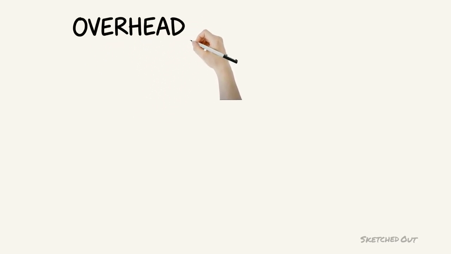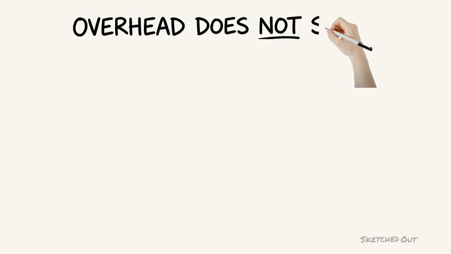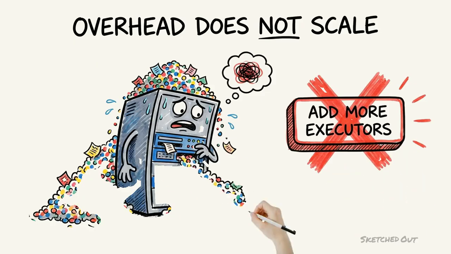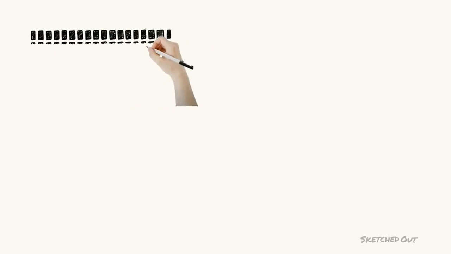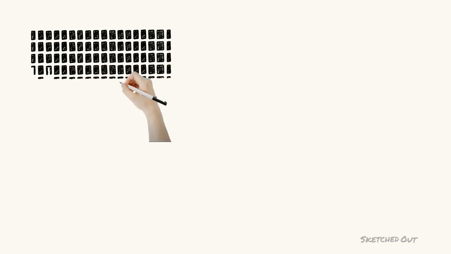Each one of those empty partitions is still a task. A task that gets scheduled, dispatched to an executor, run, and reported back. With 3,200 nearly empty partitions, your cluster spends more time managing overhead than doing work, and overhead does not scale. Adding more executors makes it worse, not better, because now you are managing even more tasks that take 1 millisecond each.